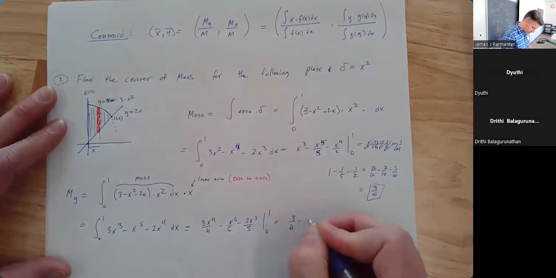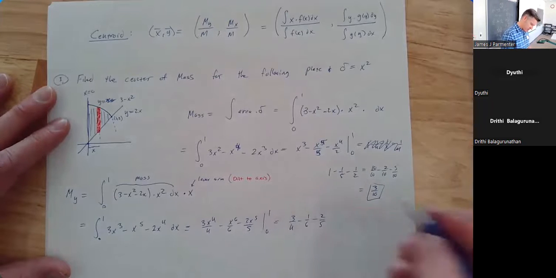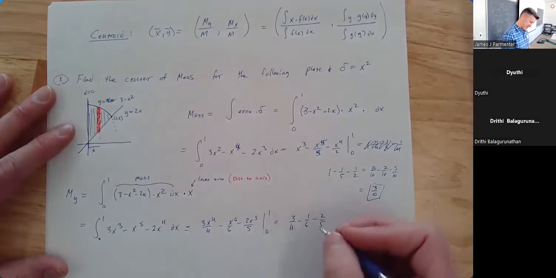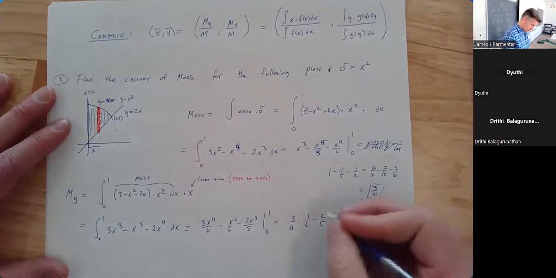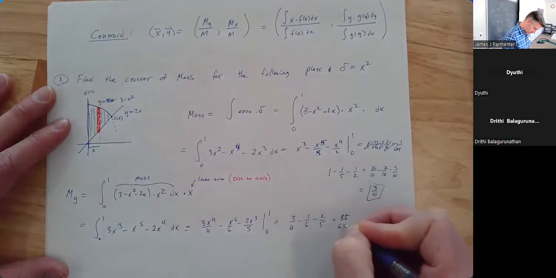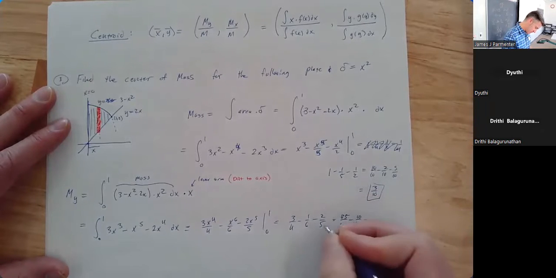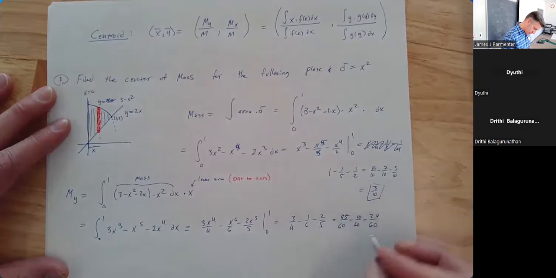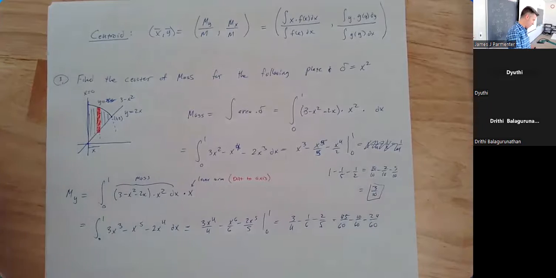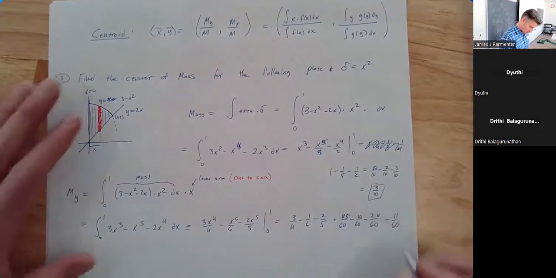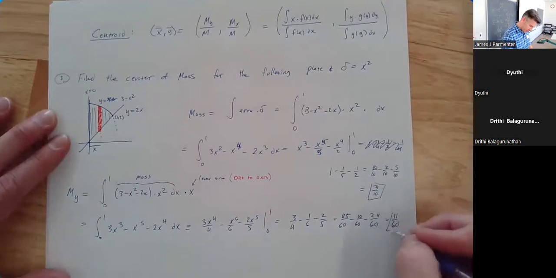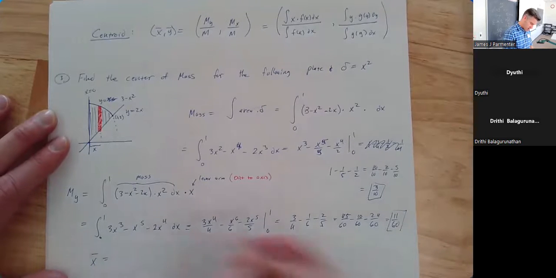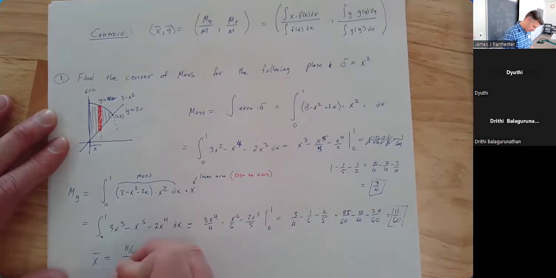So it's 3/4 minus 1/6 minus 2/5, which is something probably heinous. 60, I guess, is the common denominator. So we get 45 over 60 minus 10 over 60 minus 24 over 60. And that's what, 11? Yeah, I think. Let me double check. Yep, 11 over 60. And then just since we're already there, our x bar would be 11 over 60 divided by 3 over 10, which ends up being 11 over 18.